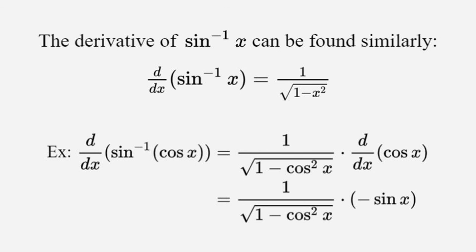And then with the chain rule, we have to multiply by the derivative of the inner function, which is the derivative of cosine, and the derivative of cosine is negative sine. And so the answer as to what the derivative of sine inverse of cosine x is: 1 over the square root of 1 minus cosine squared, multiplied by negative sine of x.